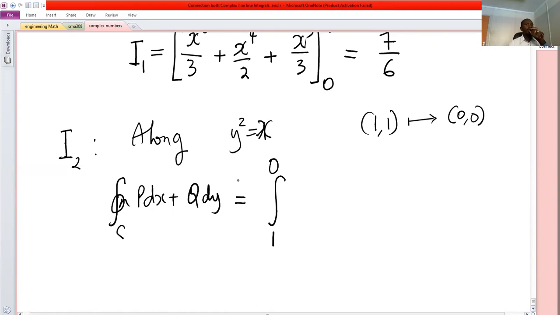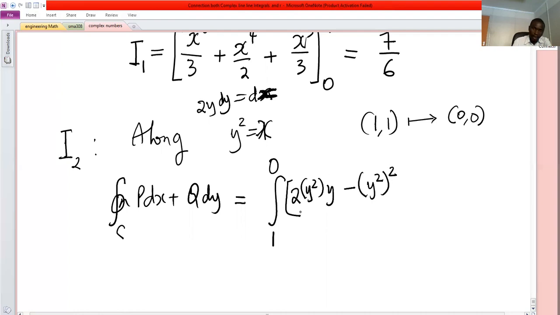Now, y squared equals x. This means that 2y dy equals dx. So it will be easier for us now to use y in our integration, and then we replace x by y squared. I remember our P was 2xy. So where this x is, you put y squared, and then times y, minus x squared, where this x squared, you put y squared squared, and then dx. So dx is the same as 2y dy, plus Q was x plus y squared. So where this x is you put y squared, plus y squared, and then where there's dy, we just write dy.